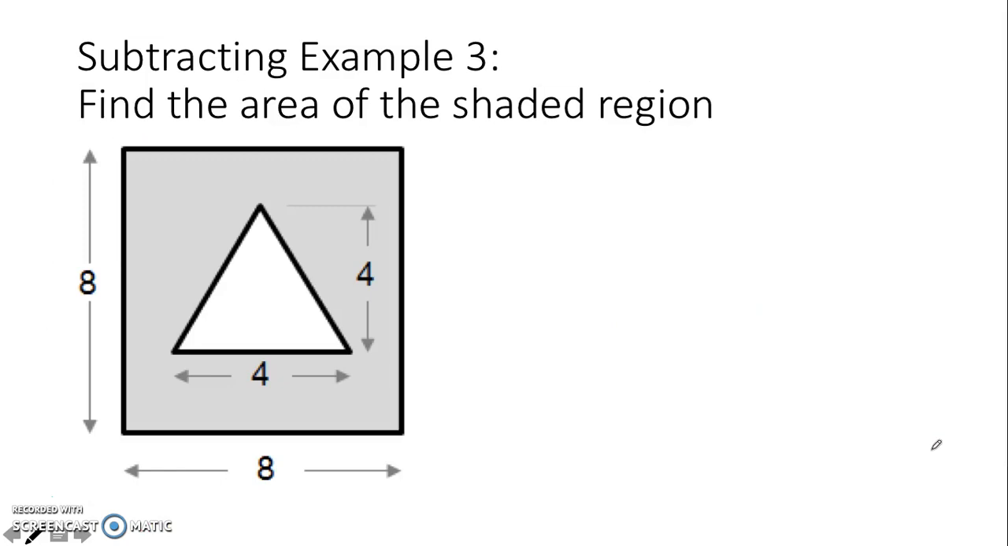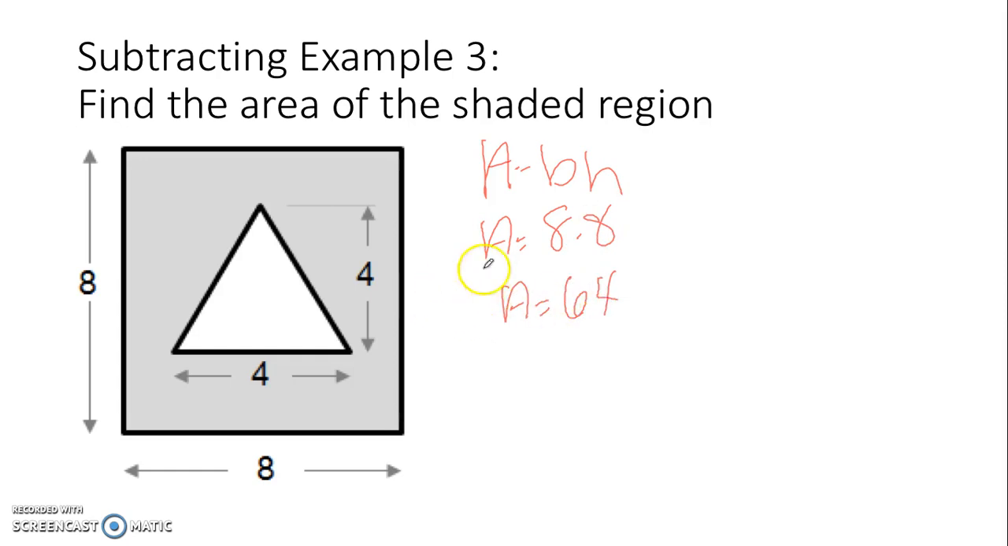Alright, so sometimes this might ask us to find the area of just a shaded region. We have a shape inside of a shape, and we just want to know this shaded area. The first step is to ask what our two shapes are. The first one's a square, so our formula is area equals base times height. Area equals 8 times 8, which is 64. I like to label it the total area, because the bigger shape is 64.